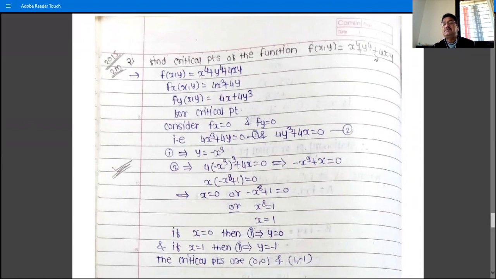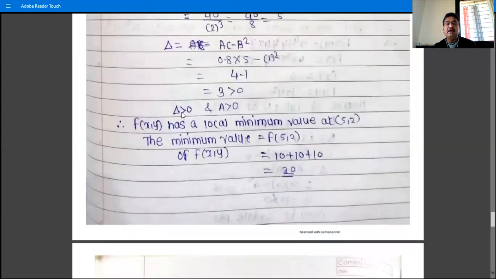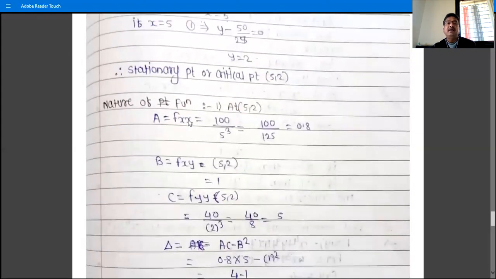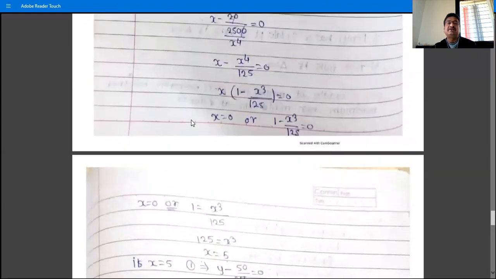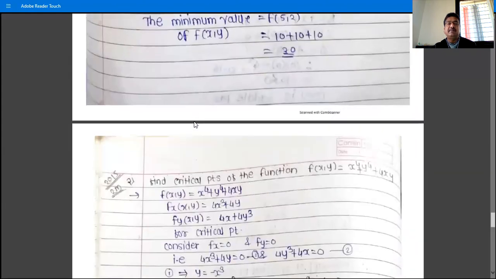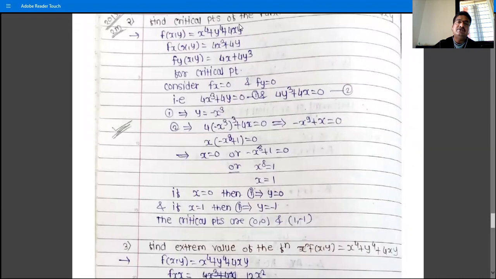x raised to 4 plus y raised to 4 plus 4xy. So f(x, y) is this function. In order to find critical points, there is no need to find the second order partial derivatives. If we were to find the extreme value of the function, then we find second order partial derivatives. Otherwise, no need. In order to find critical points or stationary points, just find the first order partial derivatives.